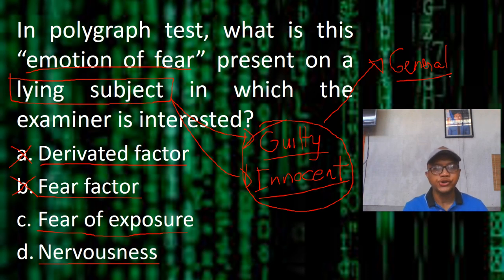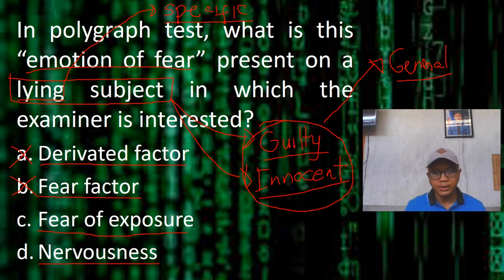But I want you to focus your attention on that modifying word, lying. So in other words, we are not only talking of a subject in general, we are talking of a specific subject, that is a lying subject. So therefore, the question is specific. Based on the alignment principle, if you are having a specific question, then the answer should be specific also.